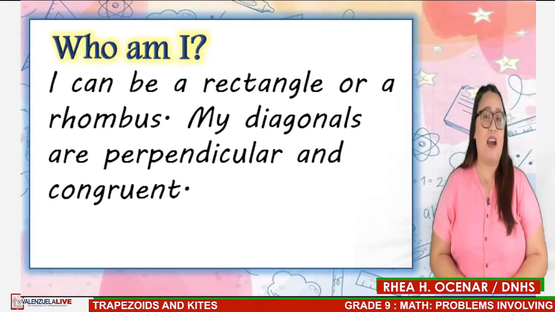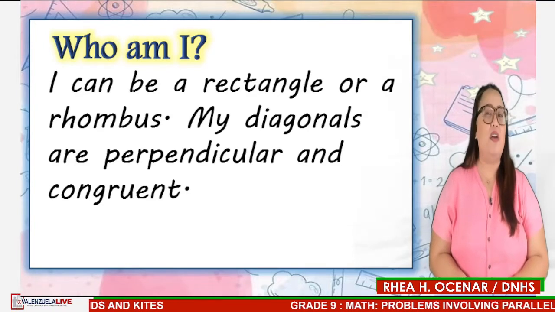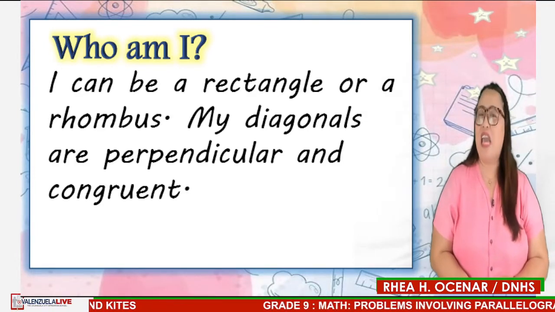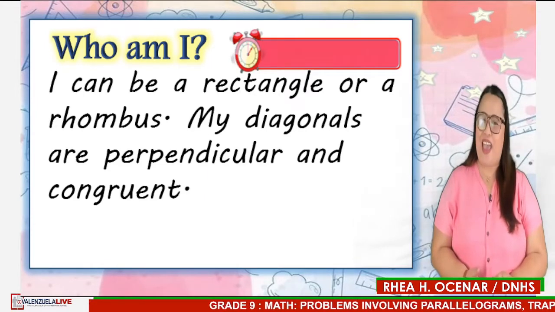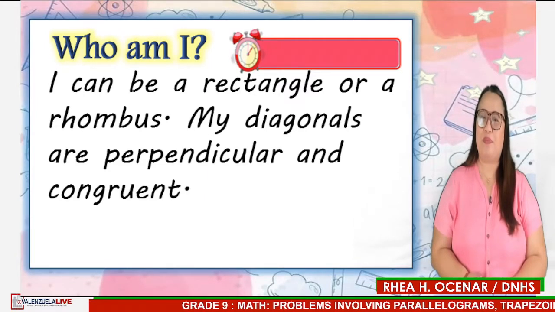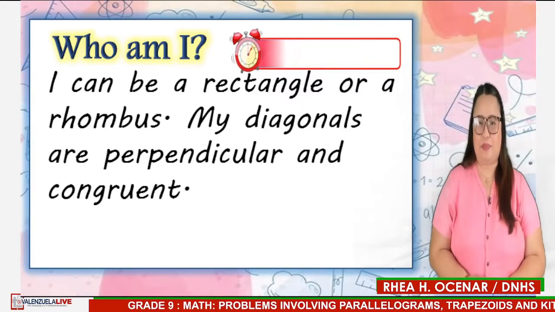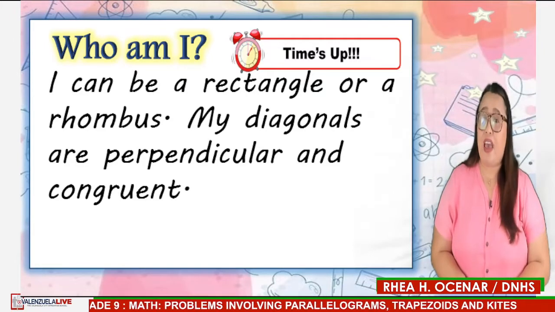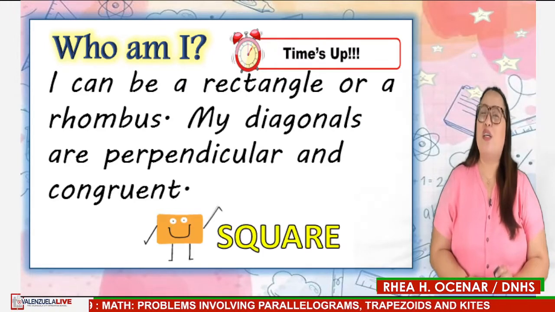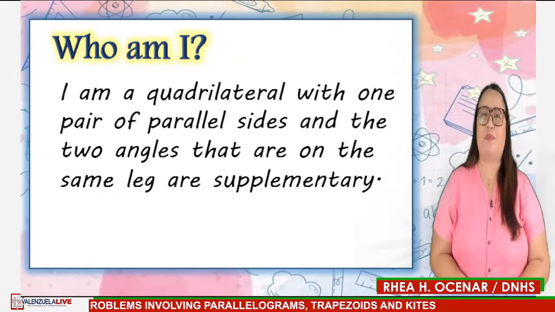Who am I? I can be a rectangle or a rhombus. My diagonals are perpendicular and congruent. Key in now your answer. Time's up. The correct answer is square. You are great. Next statement.